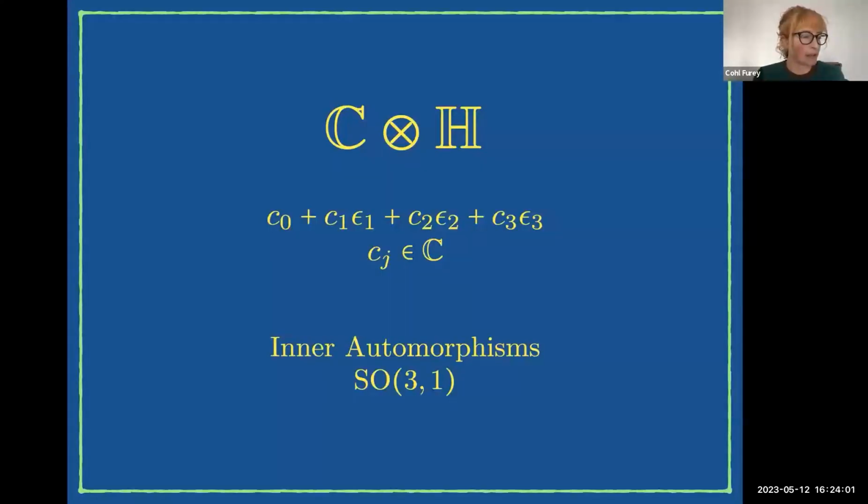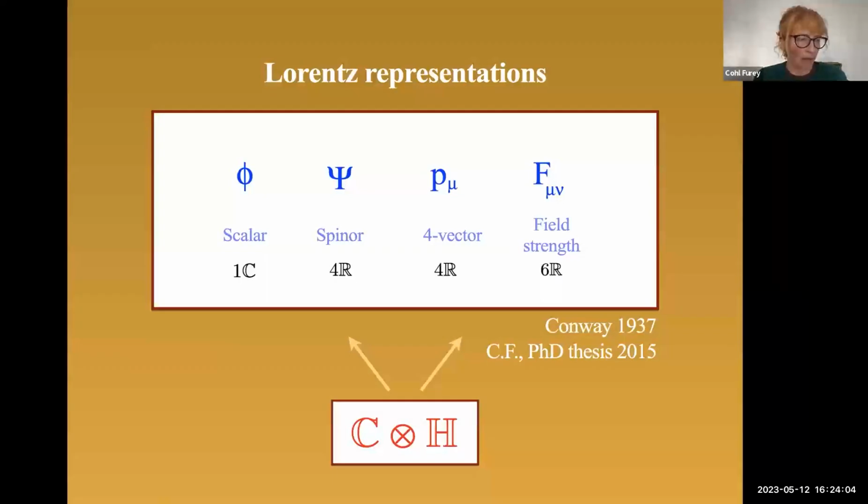That is, we found that the discrete symmetries of the complex quaternions provide us with an exquisitely compressed way to describe scalars, spinors, four-vectors, and the field strength tensor. And this gives us the complete set of Lorentz representations that we use in the standard model. Now, I want to emphasize that the system of Lorentz representations is in many ways the poster child for what a minimalistic model should look like. What we're going to do for the rest of this talk is demonstrate a way to take this system and to scale it up.